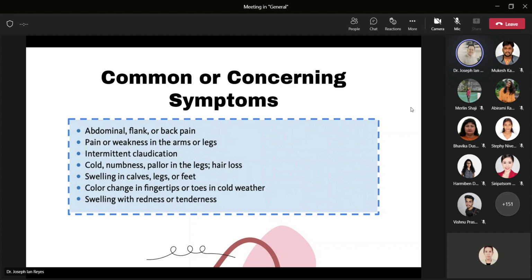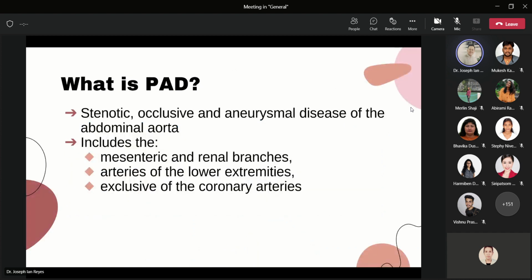So first, we will discuss peripheral arterial disease. So as noted, PAD refers to stenotic, occlusive, and aneurysmal disease of the abdominal aorta, its mesenteric and renal branches, and the arteries of the lower extremities, exclusive of your coronary arteries.